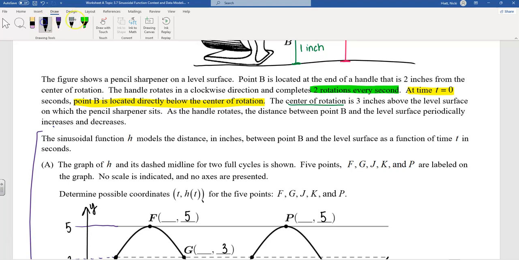Okay? Sometimes they'll give you the period of the graph, like they'll say 1 rotation in this many seconds. They've actually given you frequency here, right? 2 rotations in 1 second. But for the period, you need to know 1 rotation in how many seconds. So how many seconds would it take for just 1 rotation? A half.